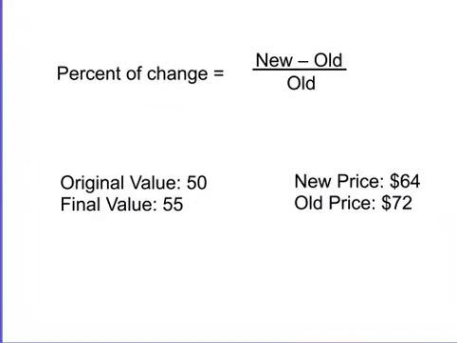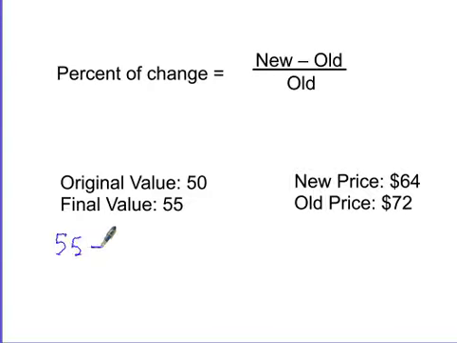Percent of change is really a simple formula. It's just new minus old over old. You're going to be given two prices or numbers or values that relate to one another in some way. You're going to have an original price and a new price, or an old price and a new price, and you just set these into the formula and solve it. It's really not that difficult. New minus old over old. So if your original value is 50 and the final value is 55, which one's the new one? 55. The final value is the new one. So just use the formula.